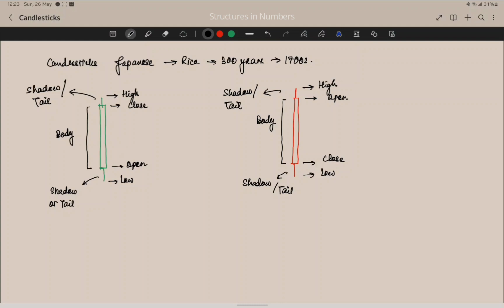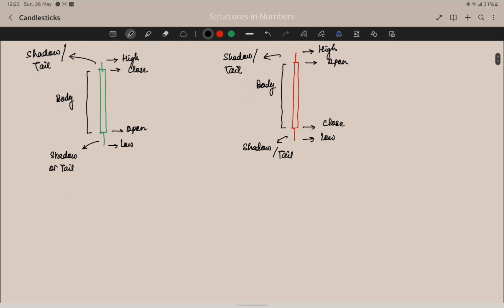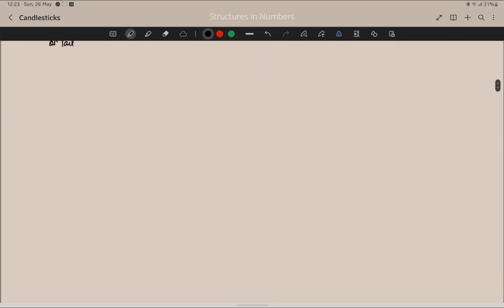So let us try to understand how each of these candlesticks is formed. Candlesticks are formed in a certain time period. So let's say if I'm looking at a 1 minute chart, that means every 1 minute one candlestick is formed, like this, or like this. The market will continue to form a new candlestick every 1 minute.